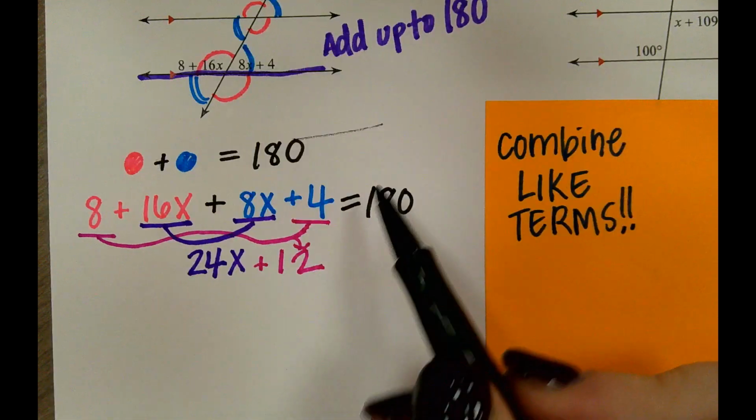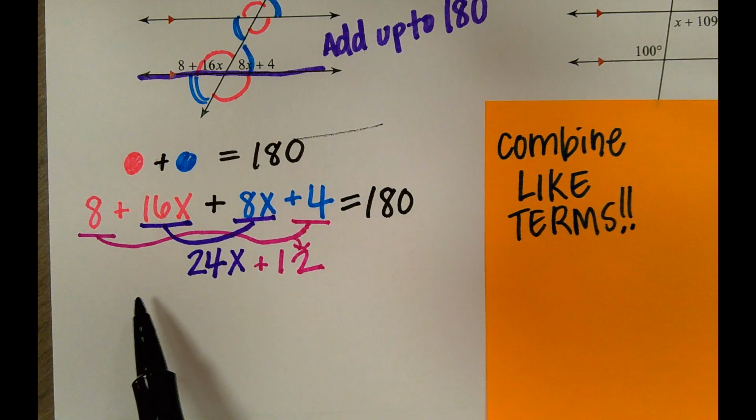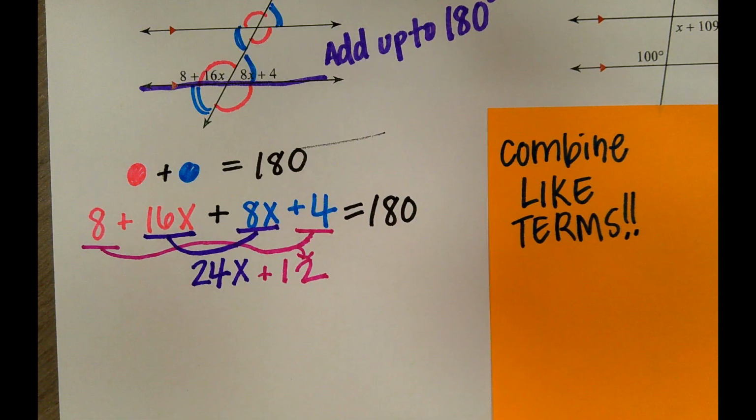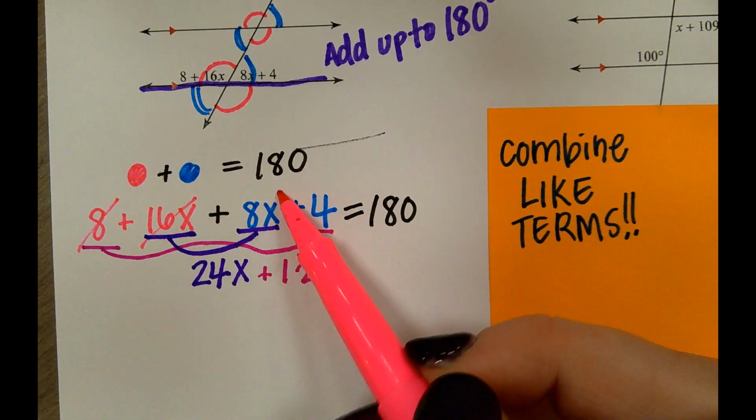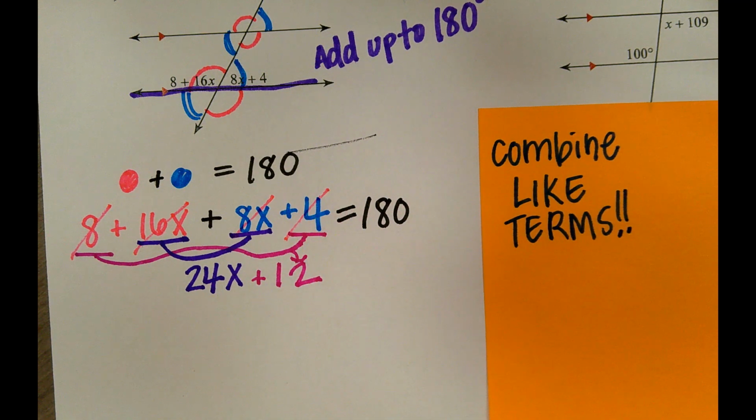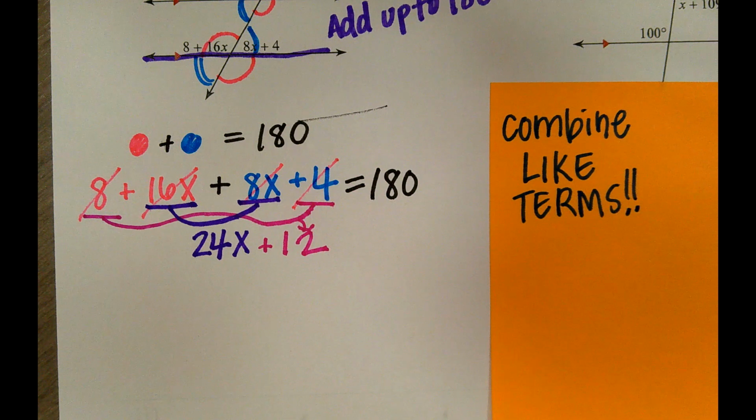Okay. So, if it helps, cross things out after you've combined them so that you don't accidentally bring them down and get confused. I used 8, I used 16, I used 8x, I used 4. Done with those, so I'm going to cross them off. Now I have 24x plus 12. What else do I need? Equals 180. Good.